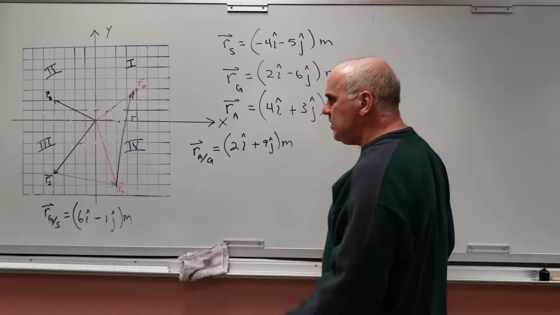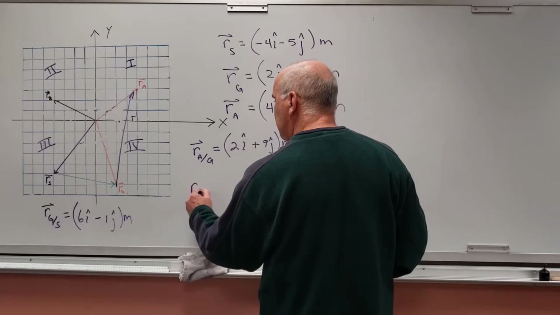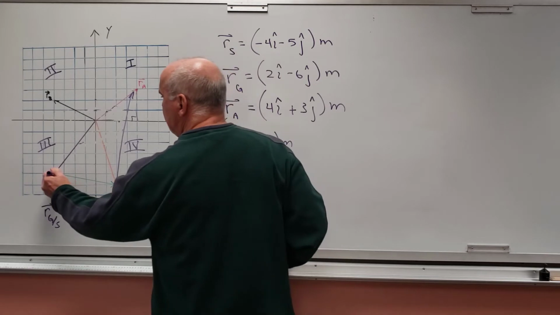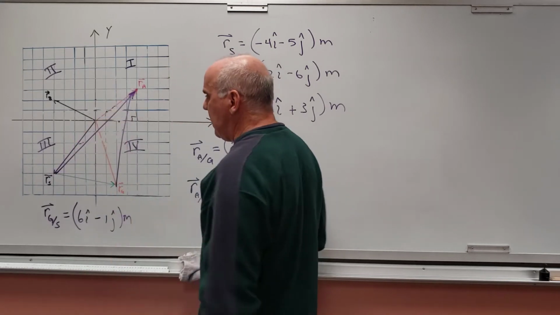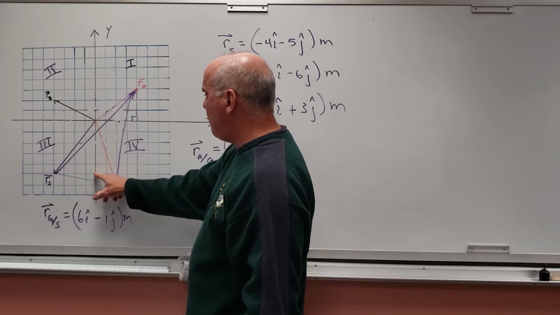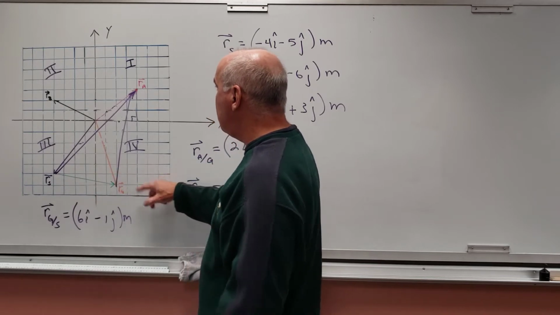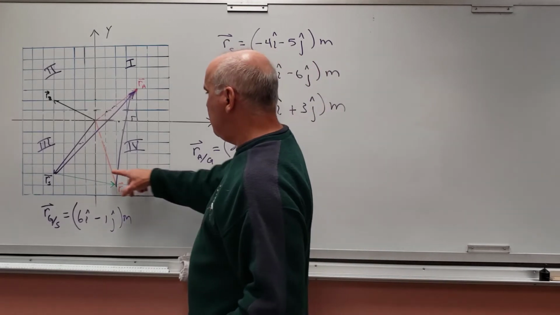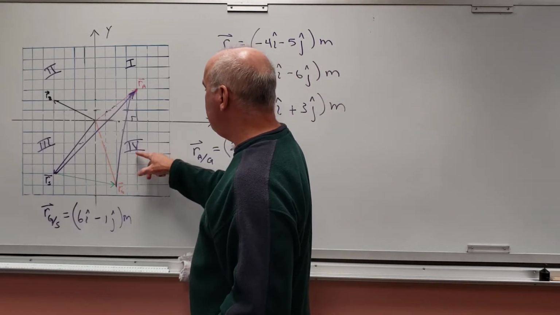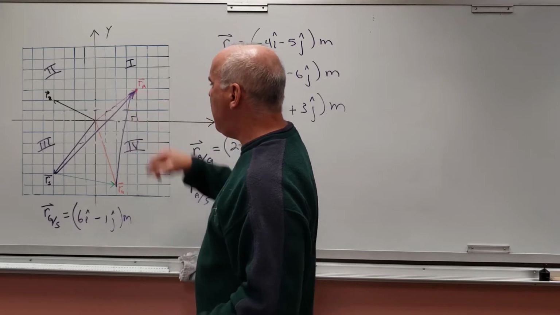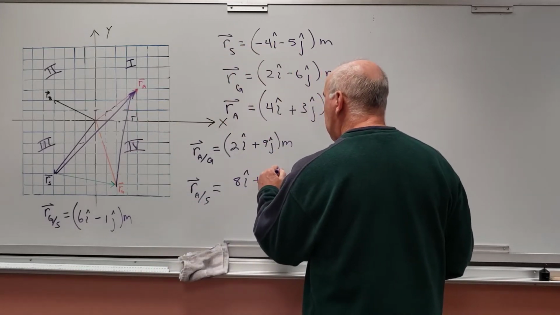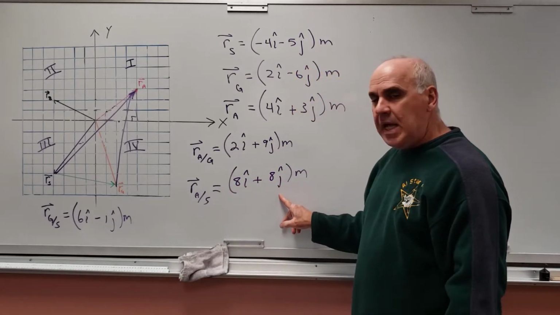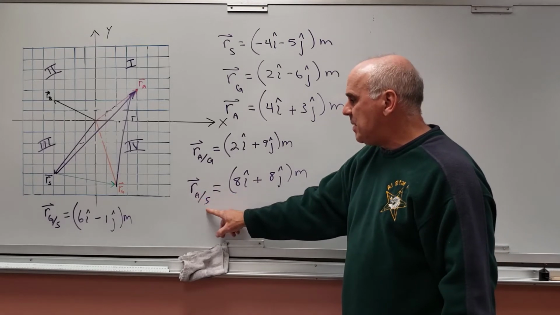Then if I said, hey, what's the position of Adam with respect to Shelby? Well, that would be a vector along here, and I can get an idea here. 1, 2, 3, 4, 5, 6, 7, 8 in the i hat direction, plus coming across and over, 1, 2, 3, 4, 5, 6, 7, 8 in the j hat direction. So 8i plus 8j. That's the position of Adam with respect to Shelby.